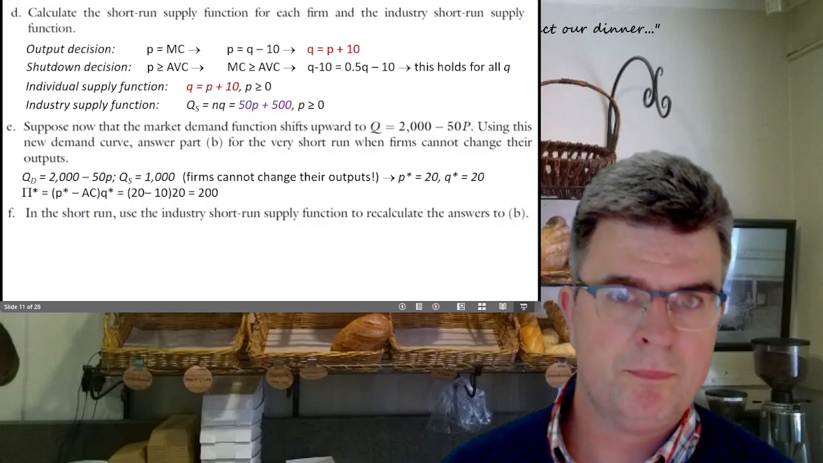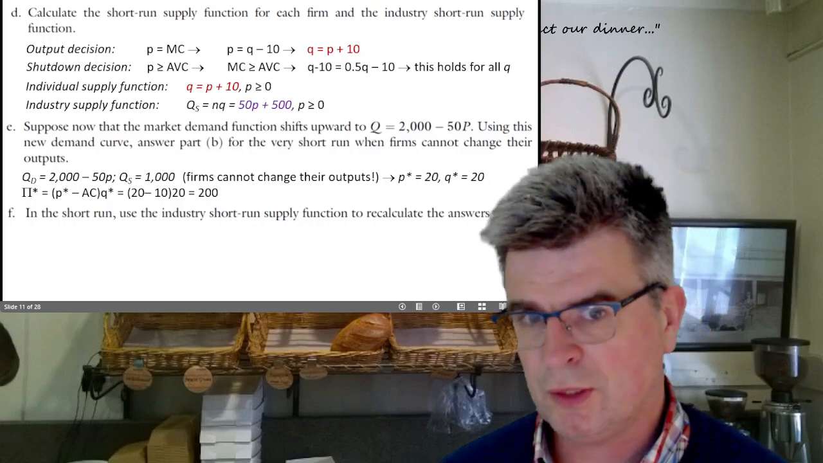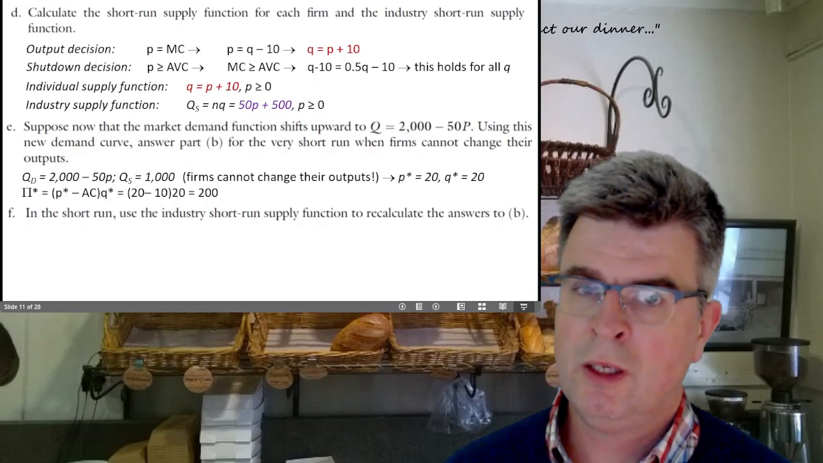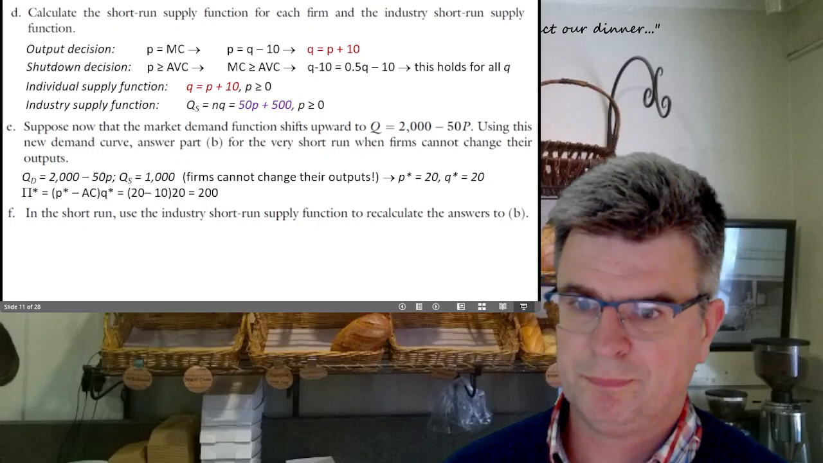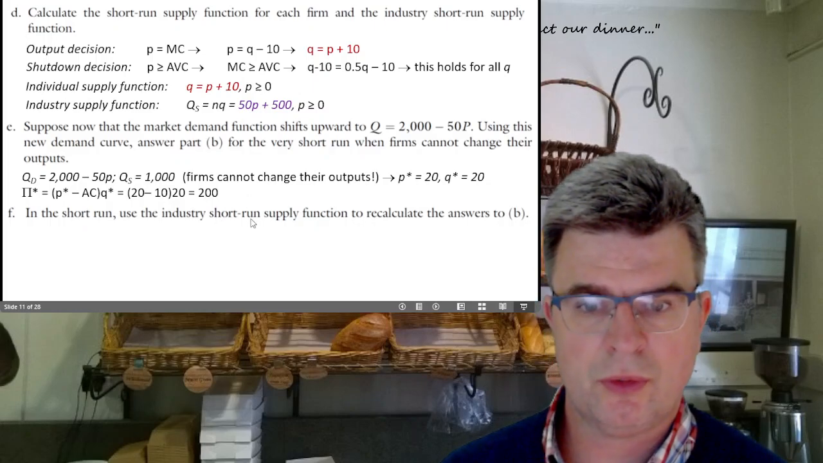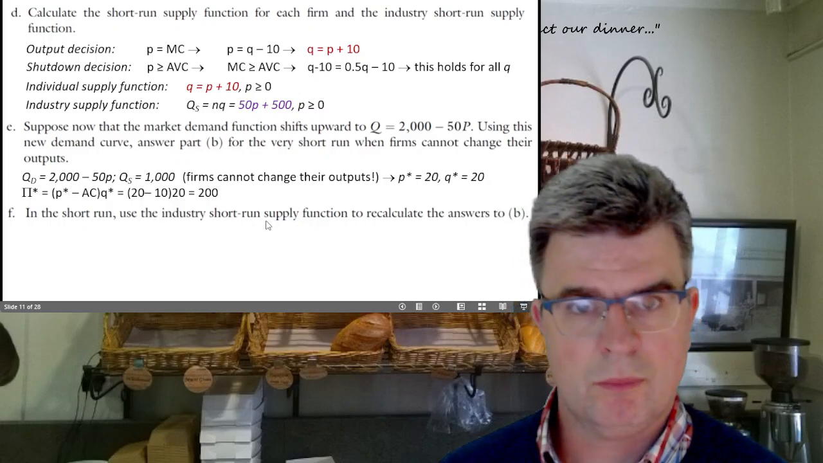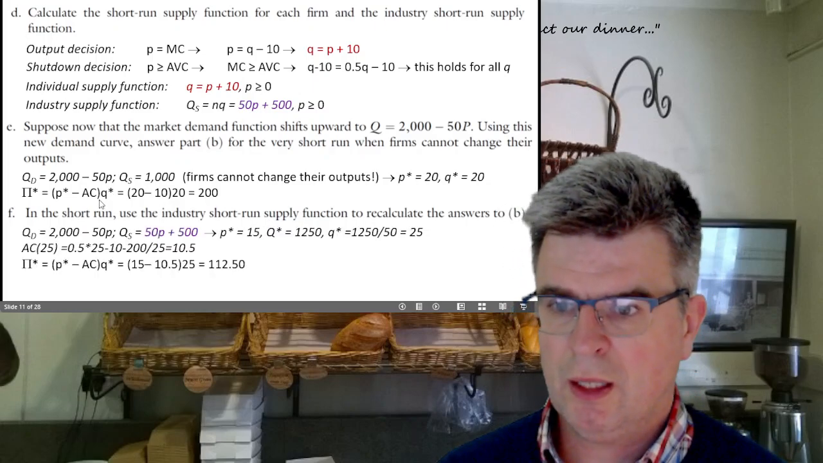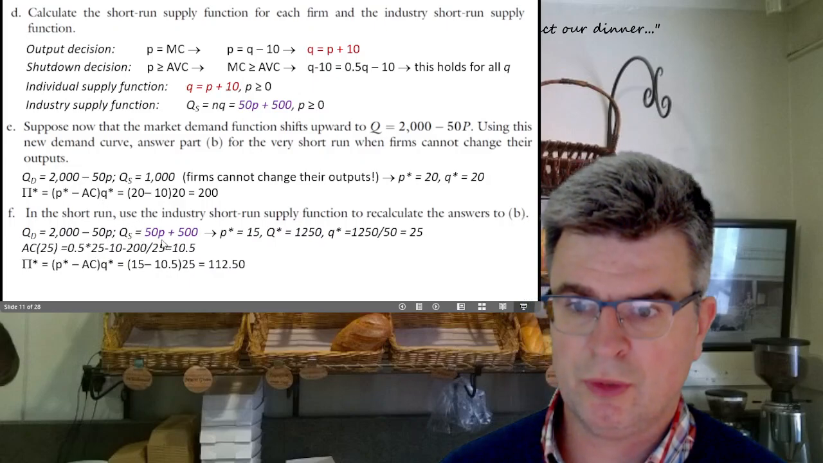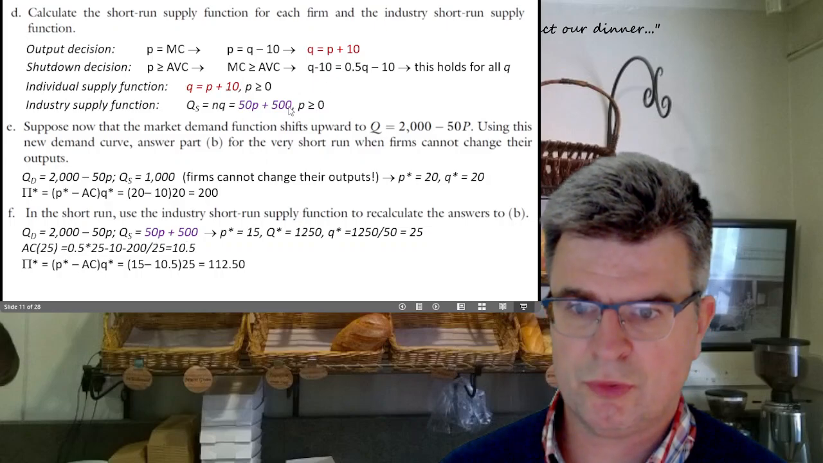In the short run, so this is not a very short run, it's also not a long run. It means that the firms that are active in the industry can adjust their output, but entry and exit is not possible. So in the short run, use the industry short run supply function to recalculate the answers to B. Now we do this as follows. We have the new market demand. We have the supply function 50p plus 500. So that's the same purple one as over here.